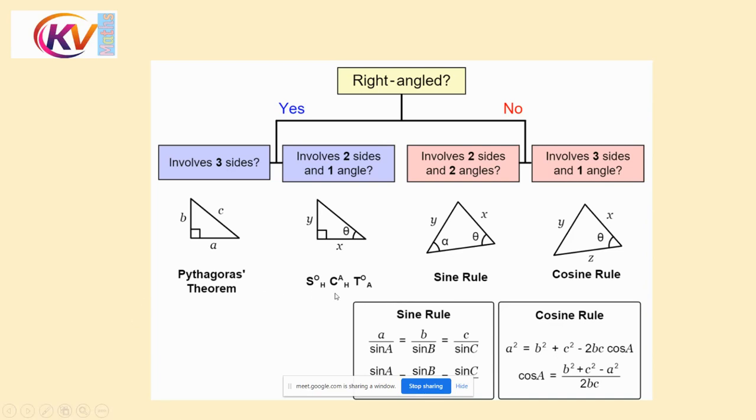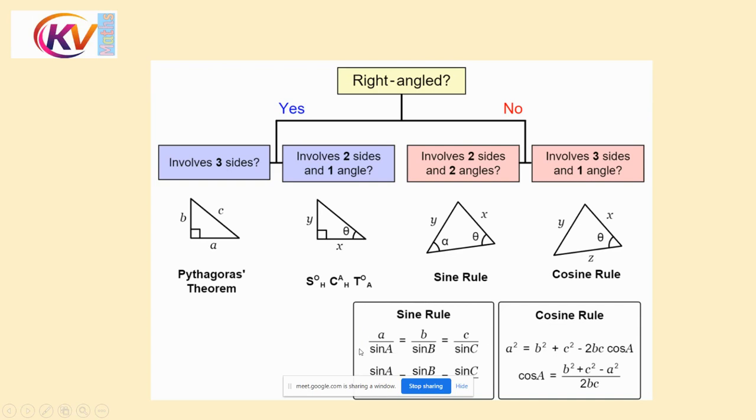As soon as it's not a right angle triangle, then it has to be the sine or the cosine rule. Your identifying features: the sine rule is going to have 2 sides and 2 angles. Remember, you're going to need to find one of them. So it could be that you know 1 side and 2 angles, and you're trying to find the second side, but that's how you identify it's the sine rule. The cosine rule is 3 sides and 1 angle. Remember, you'll be finding one of them.